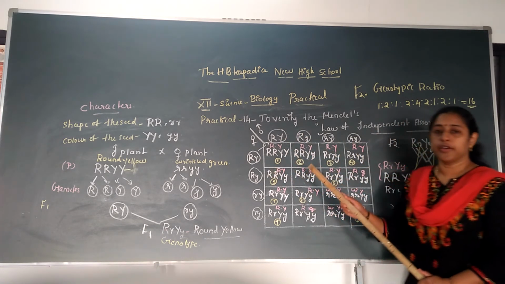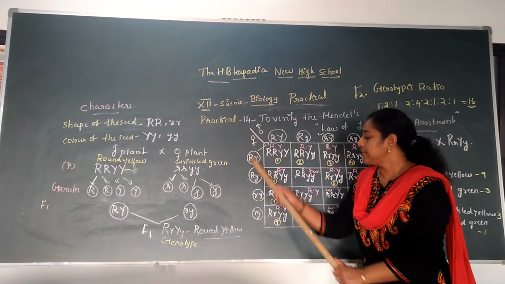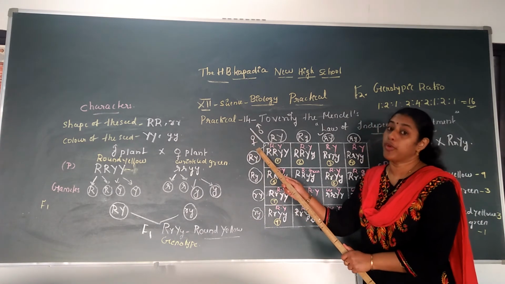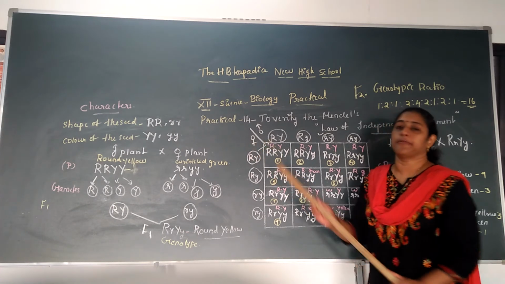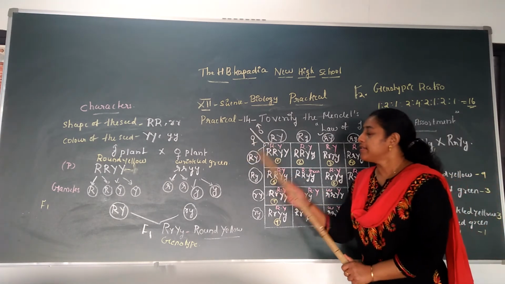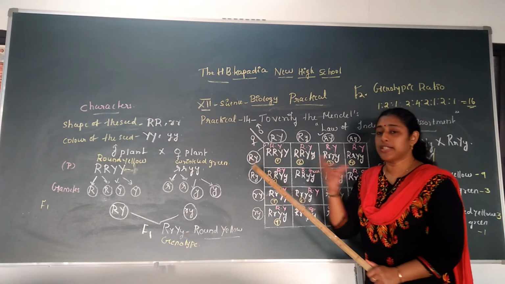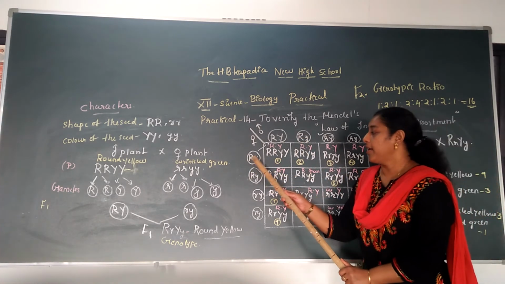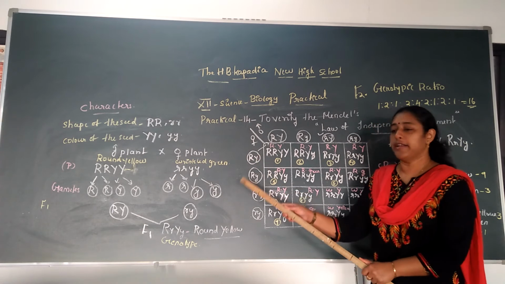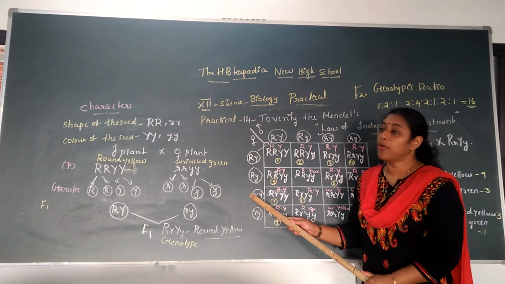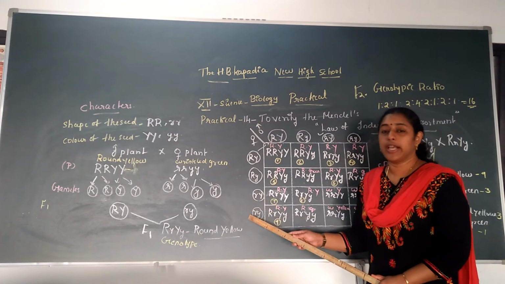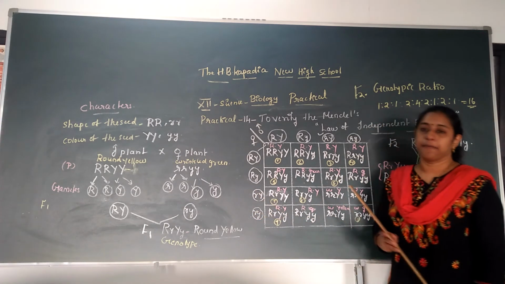Now what about the horizontal rows? You can find on the side of this Punnett square we have to represent the female character. So this is the female representation. What about the gamete? Same as that of the male gamete because the characters are same. Capital R, capital Y, that is the first gamete. Second gamete is capital R, small y. Third gamete is small r, capital Y. And the fourth gamete is small r, small y.